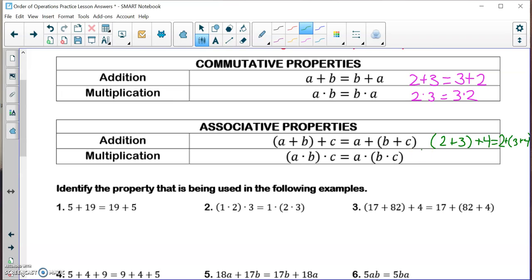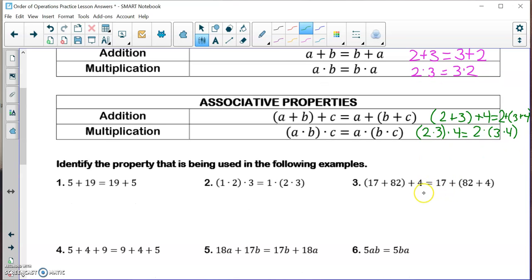Same with multiplication. If I did a 2 times a 3 times a 4, if I did the 2 times 3 first, that's a 6, and then times a 4 would give you a 24. It doesn't matter if I did the 2 times the 3 first, or if I did the 3 times the 4 first. So if I did 3 times 4, that's a 12, and a 12 times that 2 is a 24. So I still get the same answer no matter if the grouping is different.